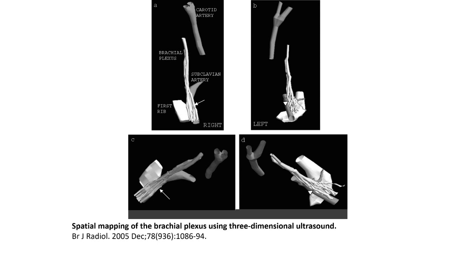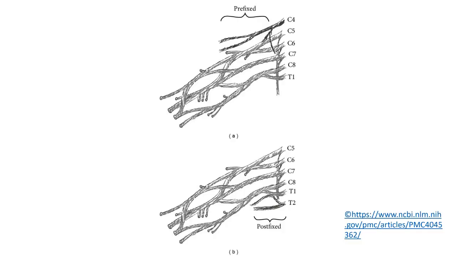Brachial plexus often receives contribution from C4 or T2. Brachial plexus is called prefix if the branch it receives from C4 is larger than the branch from T2. In prefix brachial plexus, the branch from T2 is often absent and the branch from T1 is reduced in size. It is called postfix brachial plexus if the branch from C4 is absent and the branch from T2 is present. The prefixation of the brachial plexus is more common than the postfixation.